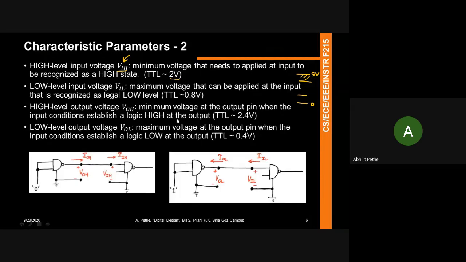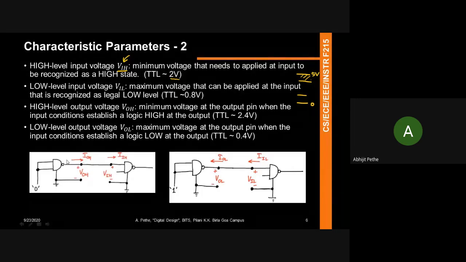Again, think about it, right? This is how you think about it. Suppose I take a NAND gate and apply a 0 at both the inputs. Then I know the output has to be a high, which means this NAND gate is going to give out a current which is IOH and a voltage which has to be greater than VOH. And if I apply it to another NAND gate, then it has to ensure that this current is at least IIH and this voltage is at least VIH, right?